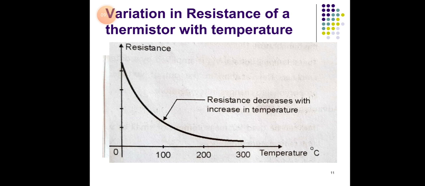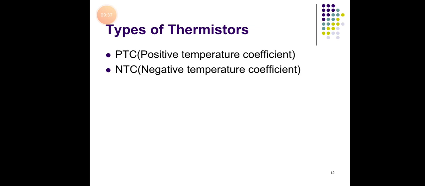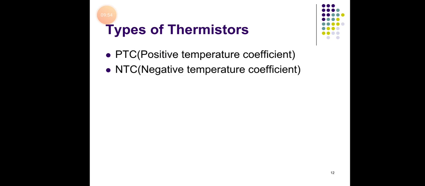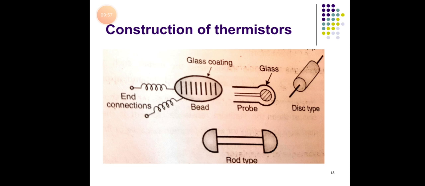As the resistance decreases with increase in temperature, this is called a negative temperature coefficient, which is called NTC. The types of thermistors are PTC and NTC. We have already discussed positive temperature coefficient and negative temperature coefficient. In the positive temperature coefficient their resistance increases with increase in temperature, and in the negative temperature coefficient their resistance decreases with increase in temperature. That's why it is called a negative temperature coefficient.